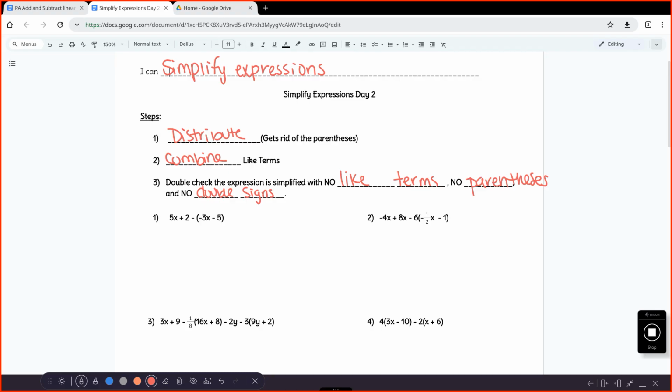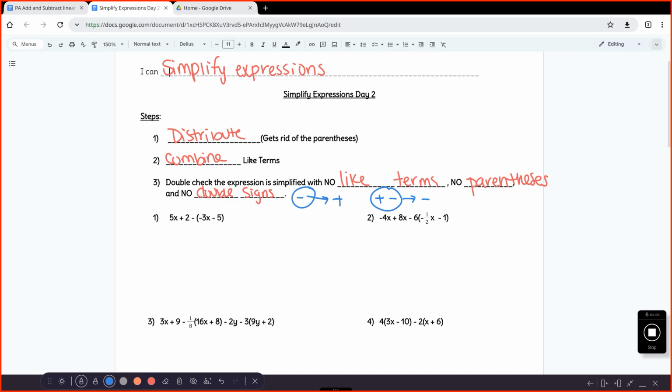Like terms are terms that have the same variable. Step three, you want to double check that the expression is simplified with no like terms, no parentheses, and no double signs. I don't want to see a double negative written in a simplified expression. This double negative turns into a positive. I also don't want to see a plus negative, because this automatically turns into a subtraction. All right, so let's move on.